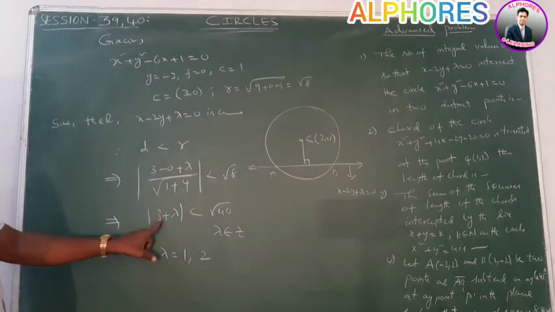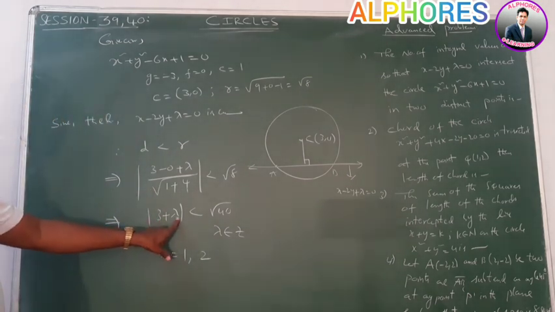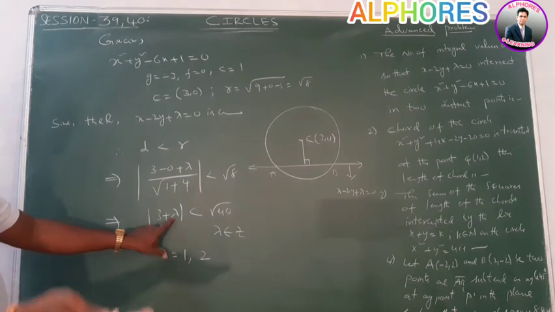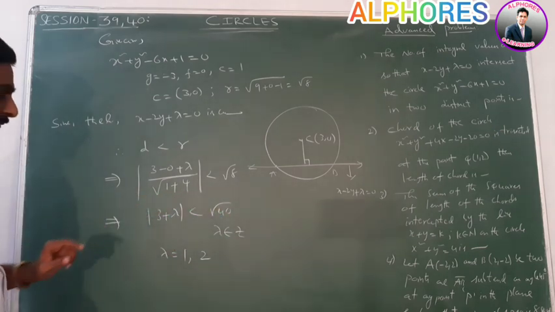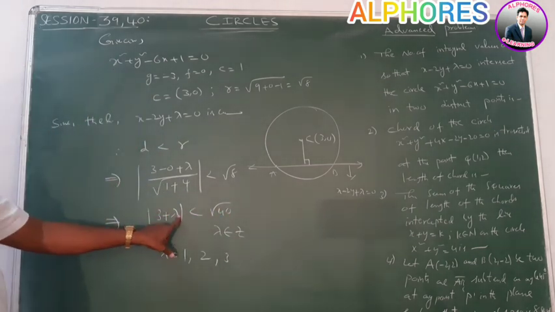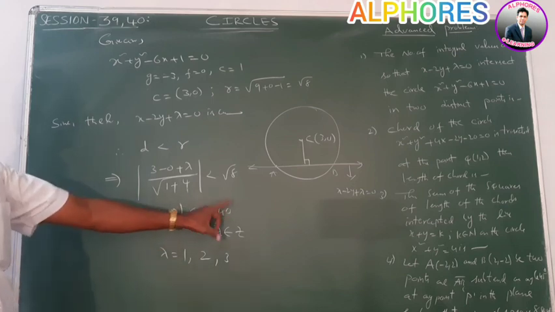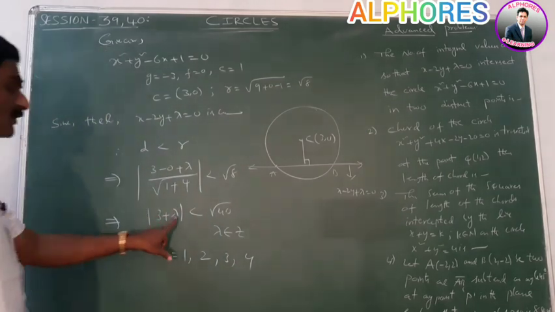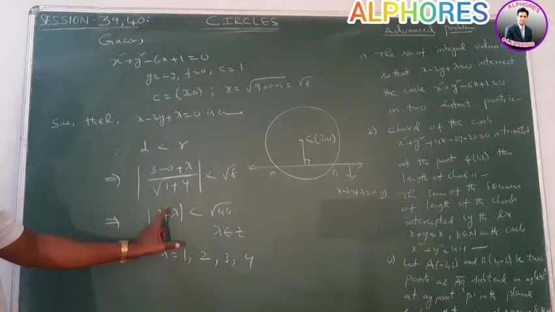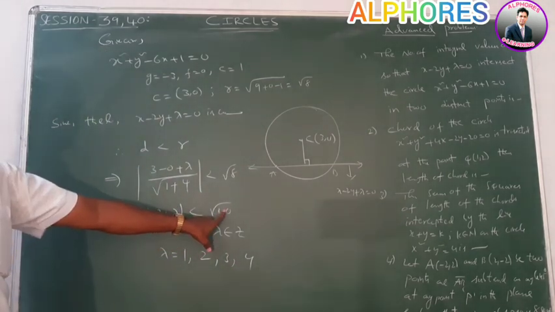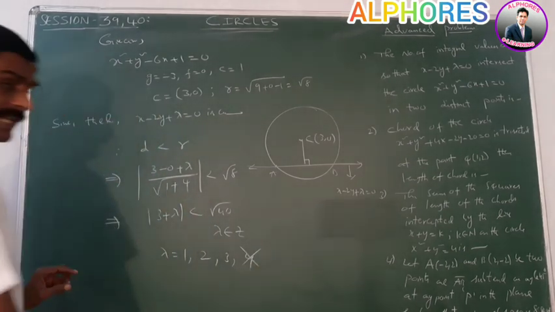Similarly, lambda is equal to 2: 3 plus 2 means 5, 5 means root 25. Root 25 is less than root 40. It is true. Next, 3: 3 plus 3 is 6, 6 means root 36. Root 36 is less than root 40. Okay. Next, 4: 3 plus 4 means 7, 7 means root 49. Root 49 less than root 40 is meaningless. False. So, we cannot take this value of 4.